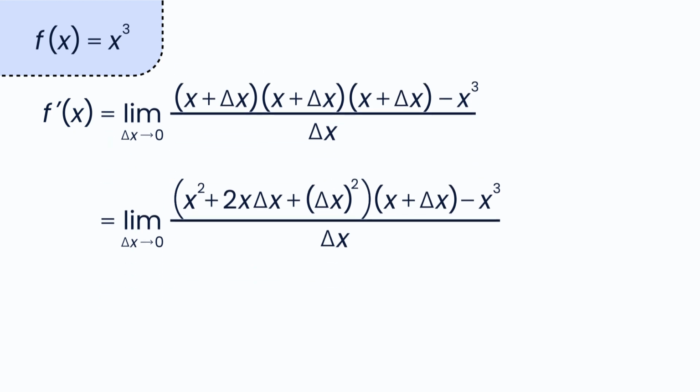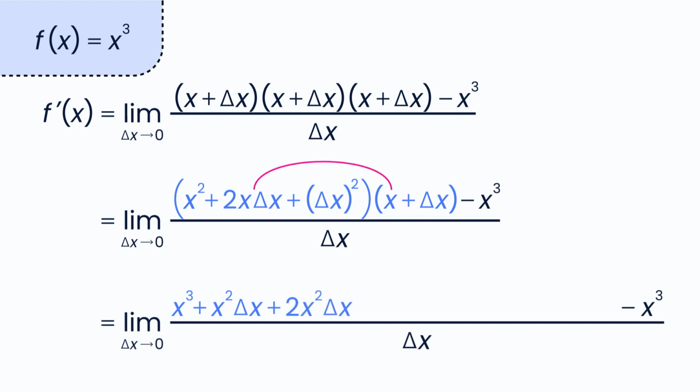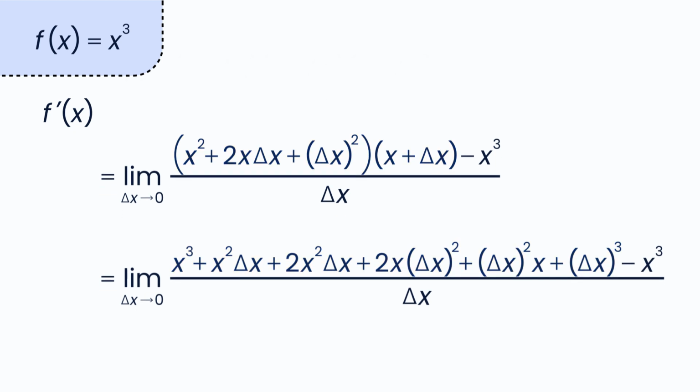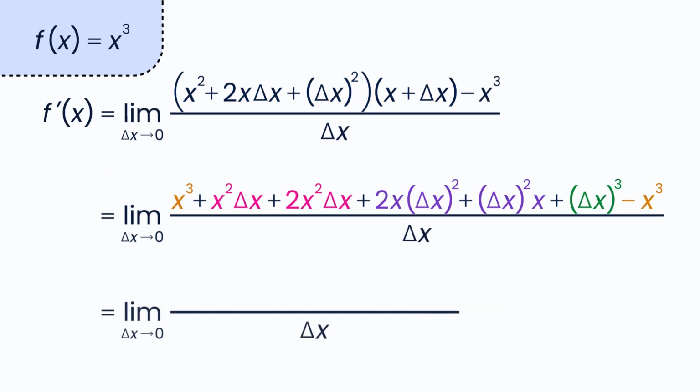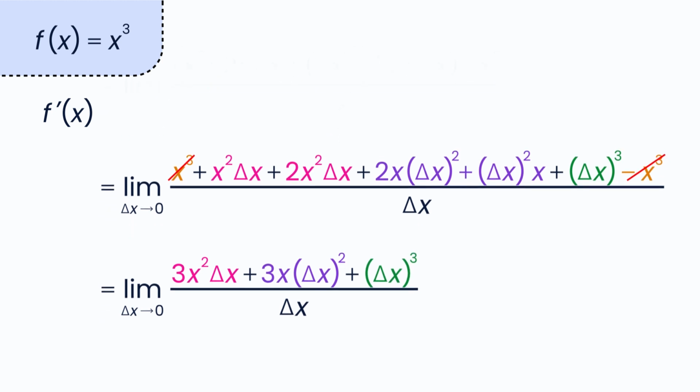Then, you multiply the 2 pairs of parentheses and get x cubed plus x squared times delta x plus 2x squared times delta x plus 2x times delta x squared plus delta x squared times x plus delta x cubed. You still have the minus x cubed in the numerator. Now you group like terms, which leaves you with 3x squared times delta x plus 3x times delta x squared plus delta x cubed in the numerator.